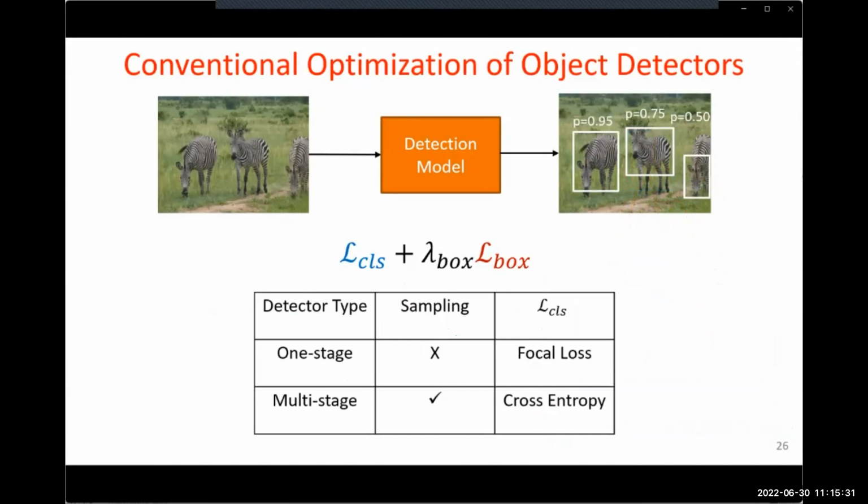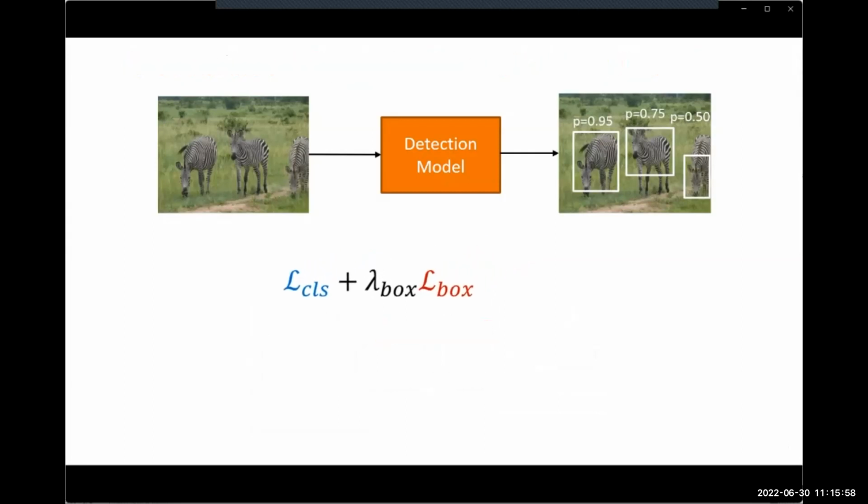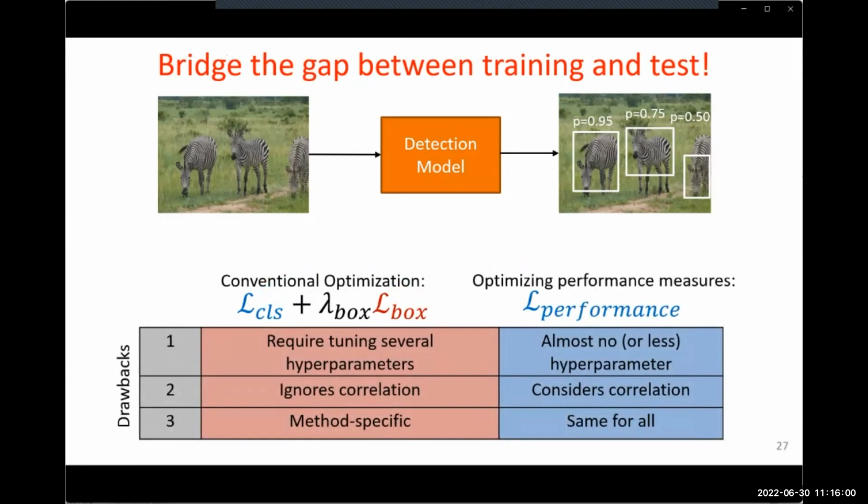Finally, as illustrated before, while the pipelines of one-stage and multi-stage methods are similar, the methods employ different techniques to alleviate class imbalance. Commonly, one-stage methods are trained without sampling but with focal loss, whereas multi-stage methods use sampling and cross-entropy. However, a robust solution to class imbalance should be able to train all approaches providing at least the same performance. These three drawbacks can be addressed directly by optimizing performance measures, namely by bridging the gap between training and evaluation.